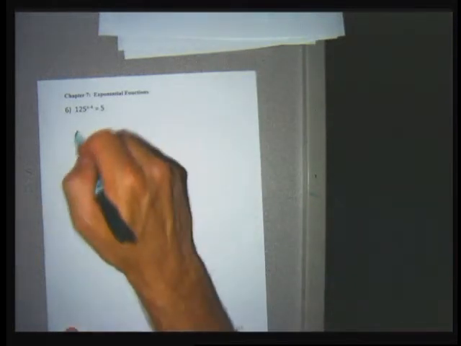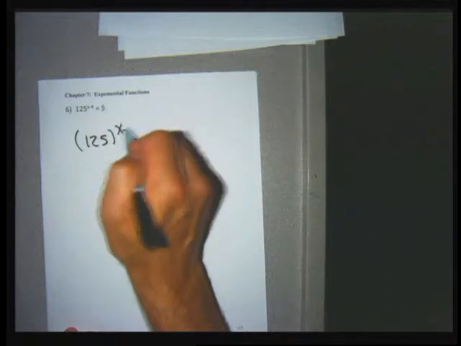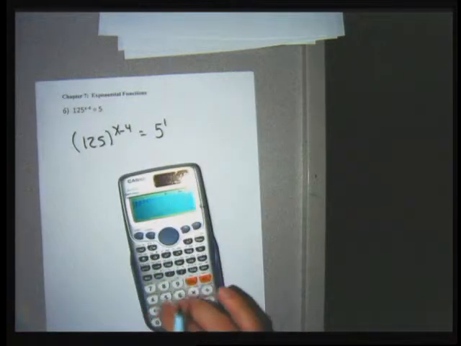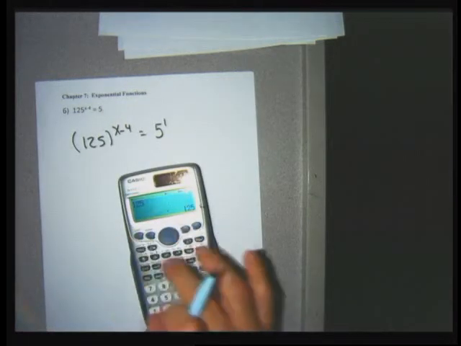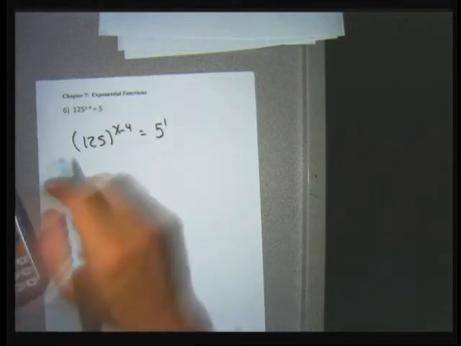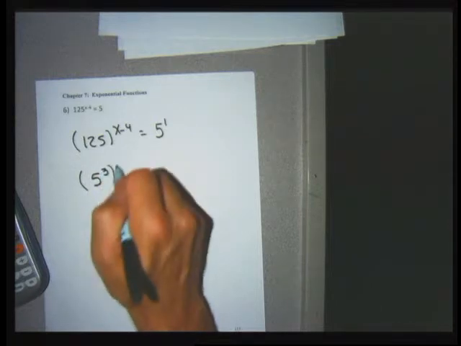On 6, I have to really think of this as 125 to the x minus 4 with the 125 in a parentheses, and I have to think of the 5 as 5 to the first power. I'm going to do a prime factor tree for 125. So 125 is 5 cubed. So now I can think of this as 5 cubed to the x minus 4.